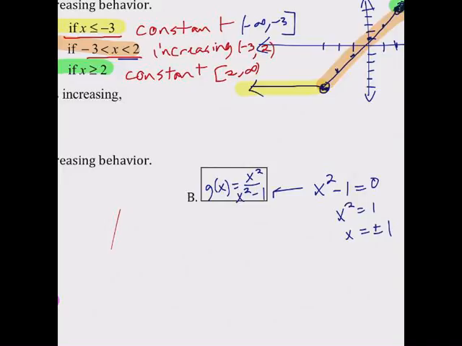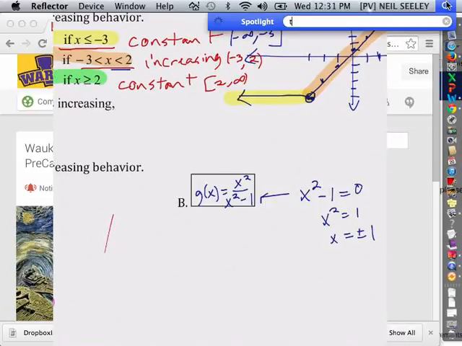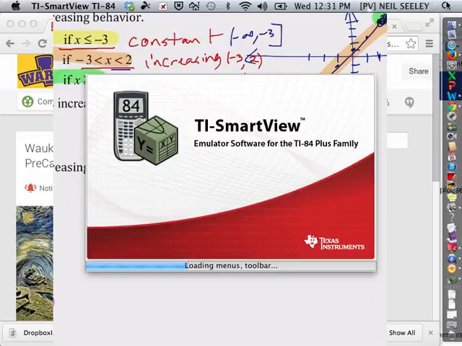Perfectly good time to go grab a calculator, so we're going to do that. So grab your graphing calculator, and I'll get mine. Okay, TI Smart View. It's coming right up. Okay, you got yours. So we're graphing x squared over quantity x squared minus 1.